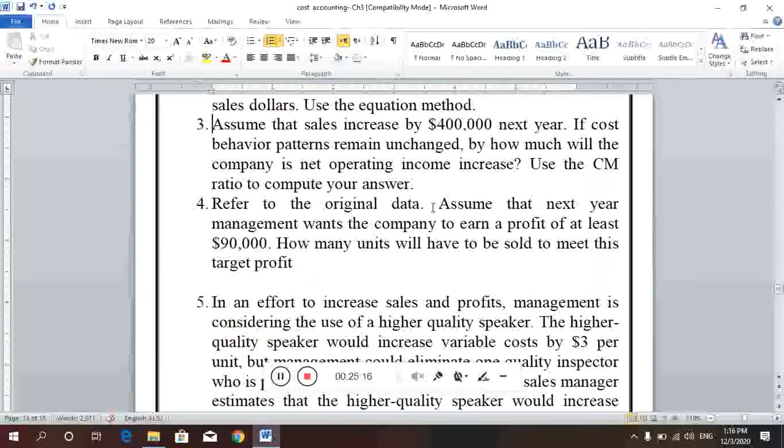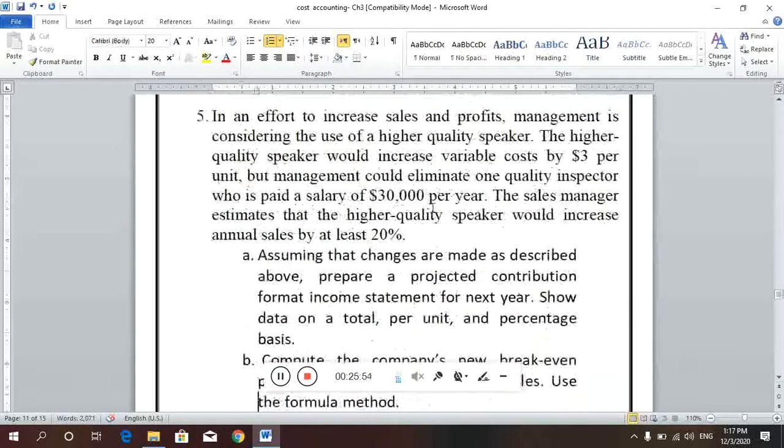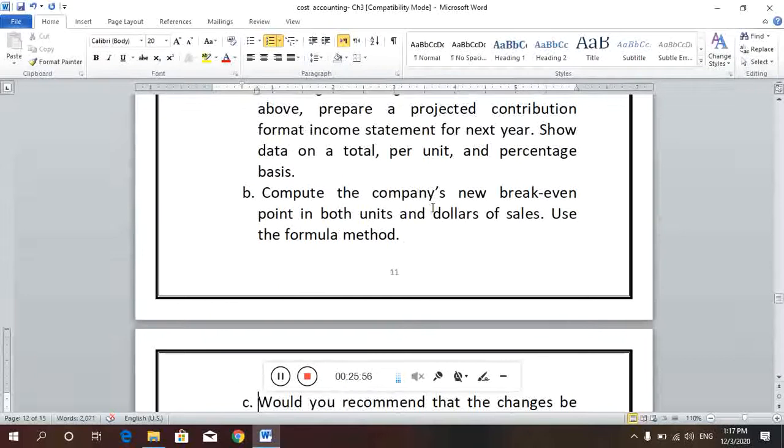Number 3, we will read it first. Assume that sales increased by $400,000 next year and the cost behavior pattern remained unchanged. By how much will the company's net operating income increase? He is asking me to compute the effect on operating income of the increase in sales by $400,000. Use the contribution margin ratio to compute your answer.